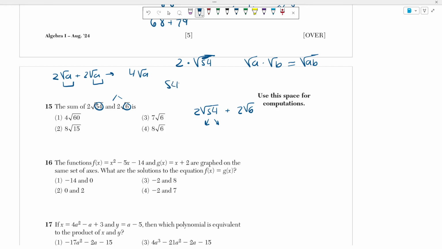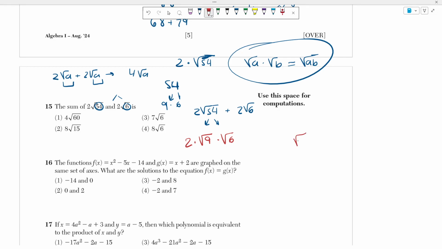So what are some numbers that 54 splits up into? Well, 54 splits up into 9 times 6, right? And I can use this rule up here. I can say that 2 radical 54 is the same thing as 2 times radical 9 times radical 6. Remember, radical a times radical b is equal to radical a times b.